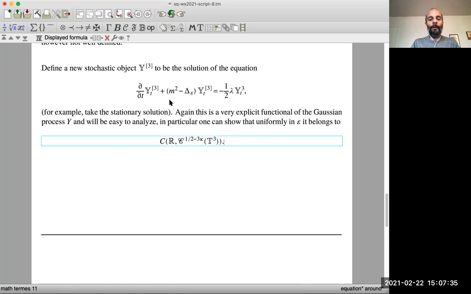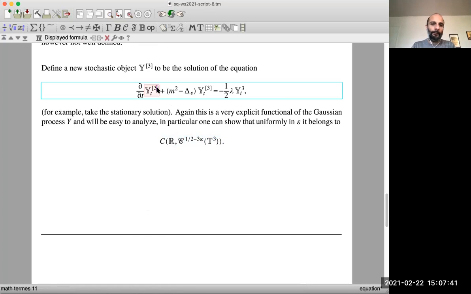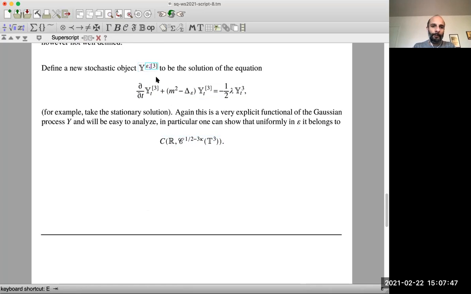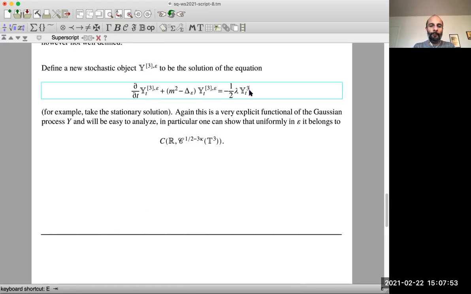So this is the regularity of this object. So it's a function. Remember that everything depends on epsilon. I don't write it every time, but that's the point. We have a finite epsilon, we want to send epsilon to 0, and we want to estimate which are uniform in epsilon.